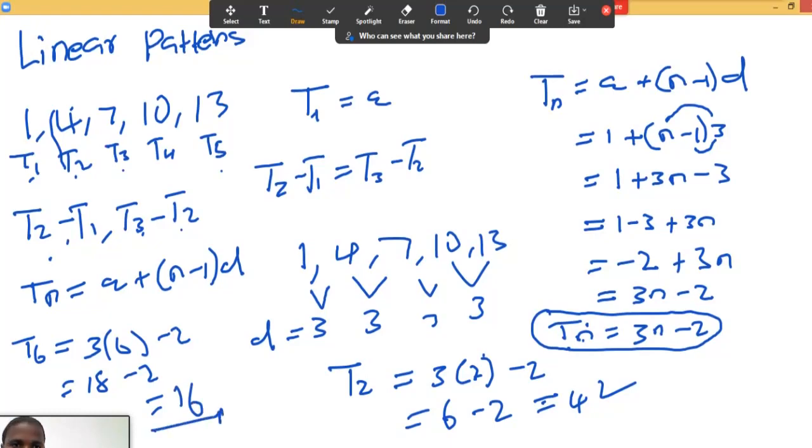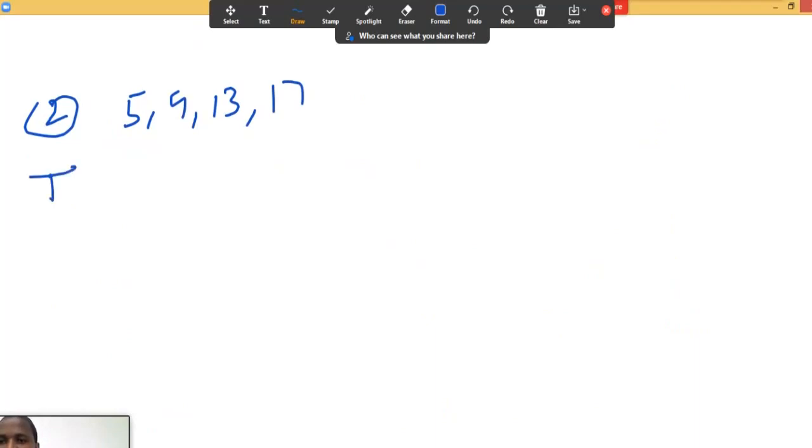Okay, let's quickly look at another example, example 2. Let's say we have this pattern here: 5, 9, 13, 17, and they say find the general formula. To find the general formula, you first write the formula. You always need to write this formula so that you don't get confused. This is a plus n minus 1 into d, and then you need to find what d is.